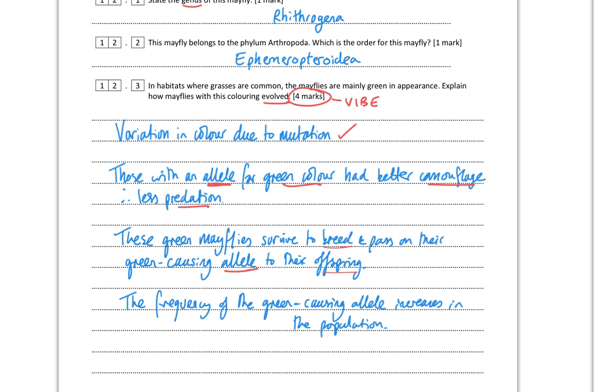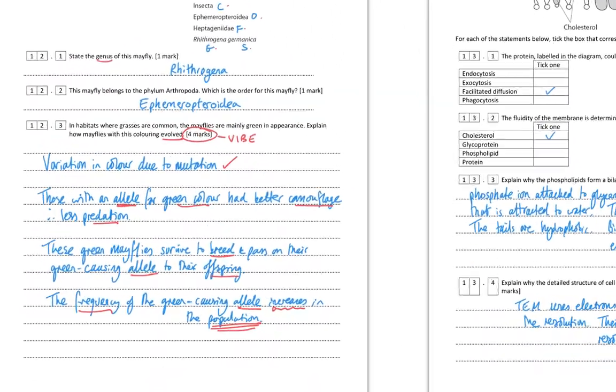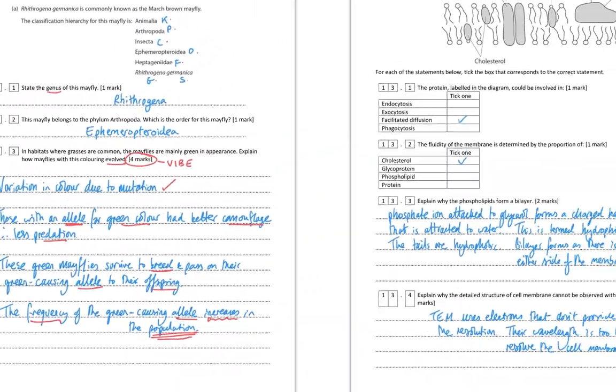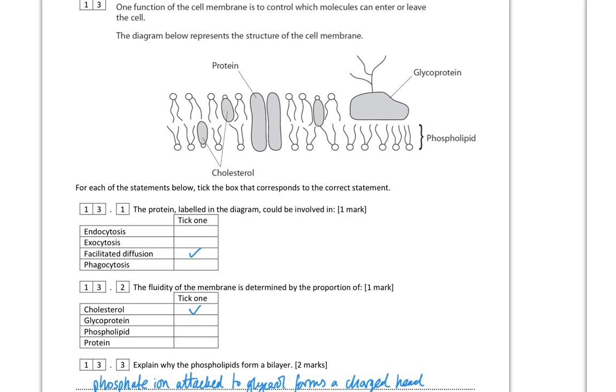And then evolution is a change in allele frequency, so that the frequency of the green-causing allele increases in the population. Population is vital as well, and you do need to say increases. The population is becoming increasingly green. Maybe there's been a bit of climate change. It's got a wetter environment, more grass is growing, and that's driven the evolution of the mayfly.